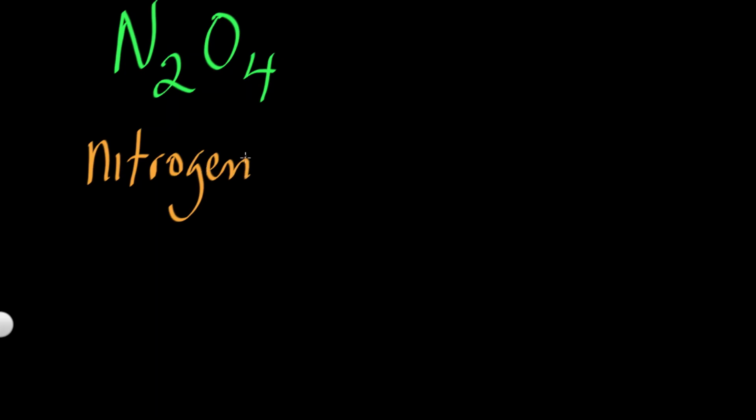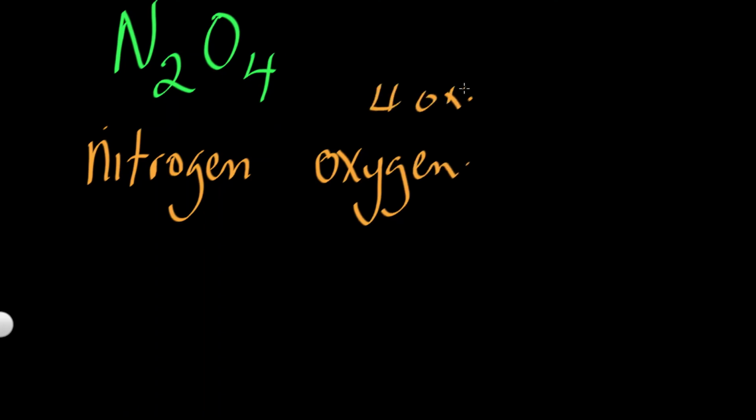This is N2O4. Let me do it systematically. I'm identifying the elements or the atoms in the formula. N is nitrogen, O is oxygen. I know that. And I have 4 oxygens here and 2 nitrogens. We said 4 is tetra.